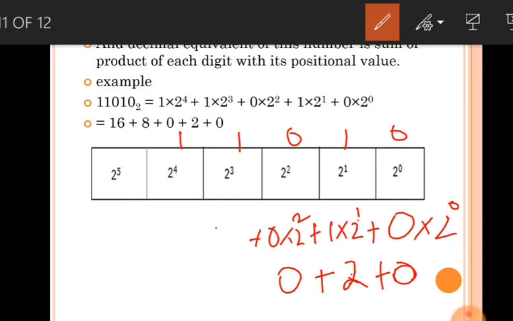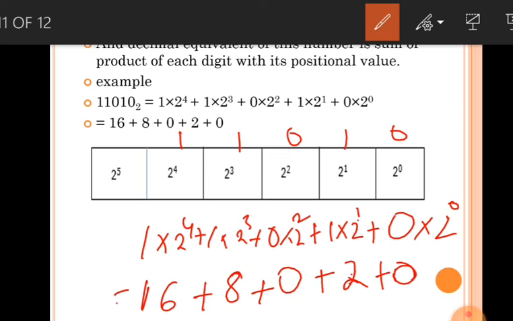Here 1, and 2 to the power 3. So 1 into 2 to the power 3. 2 twos are 4 and 4 twos are 8, and 8 ones are 8. Here again plus. So 1 into 2 to the power 4. 2 to the power 4 means 2 into 2 is 4, 4 into 2 is 8 and 8 into 2 is 16. So 1 into 16 is 16.